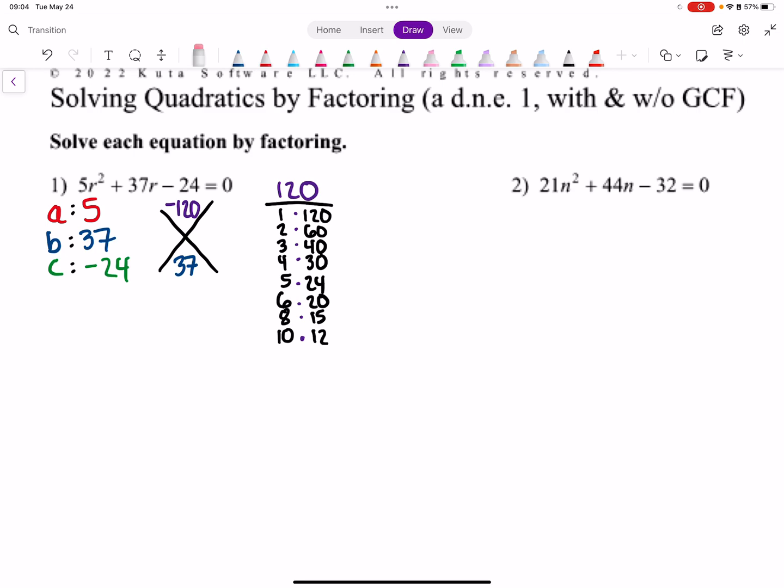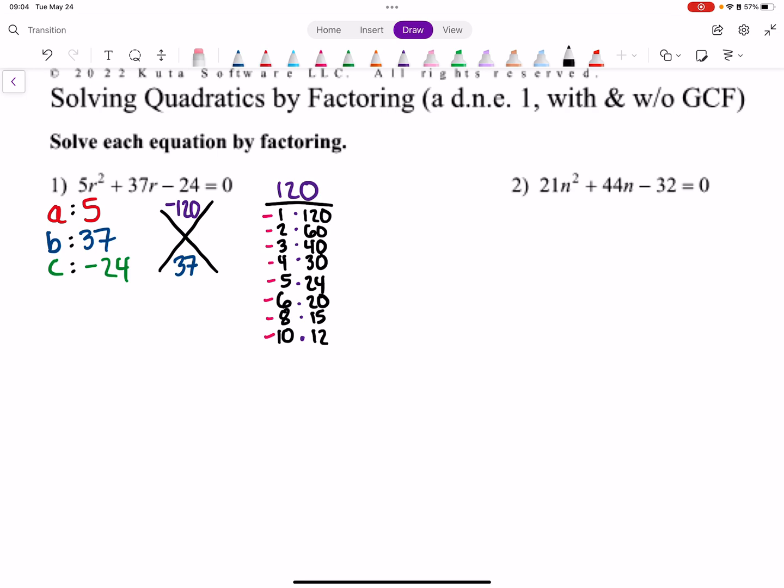Now, since the top number is negative, that tells me that one of my numbers is going to be negative and the other number is going to be positive. And we're looking for two numbers that are 37 apart. Since the bottom number is positive, that tells me that my smaller number would be negative. So we're looking at one of these numbers being negative in my factor pairs.